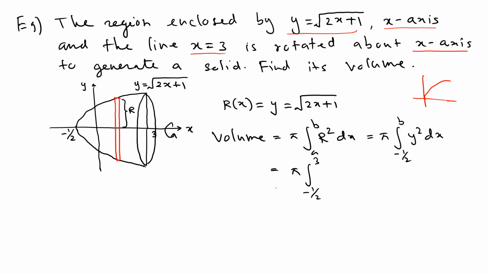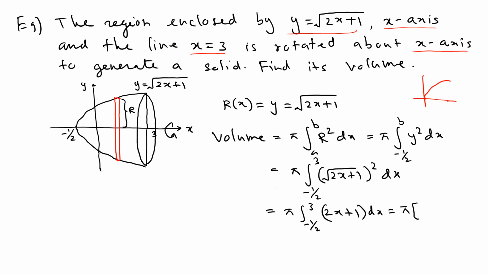But y is equal to that, so it is the square root of 2x plus 1, the whole thing squared, dx. You can see the square and square root cancel, so that means it's simply going to be the integral from negative 1/2 to 3 of 2x plus 1. This is very easy to integrate, so you're going to get pi times, the integral of 2x is x squared, and then plus 1 means x, so it's x squared plus x. You evaluate between 3 and negative 1/2.